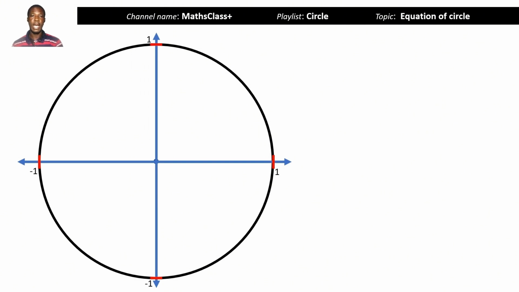The radius, as you remember, is the distance between the center and the circumference. So from the center to the circumference, this line becomes a radius. This line is also a radius, this line is also a radius, and this line is also a radius. And if I draw any other line from the center to the circumference, it is also a radius. So we take note of that.